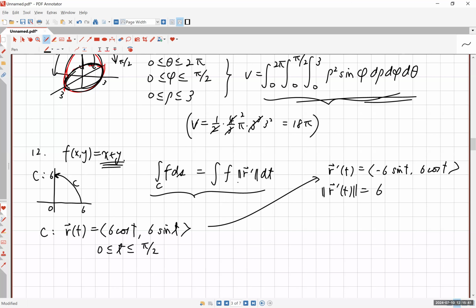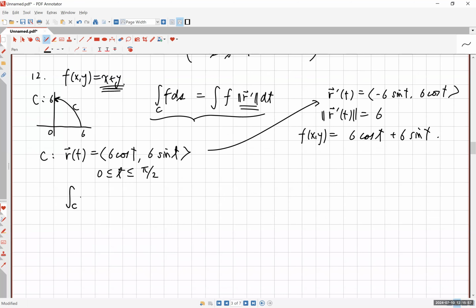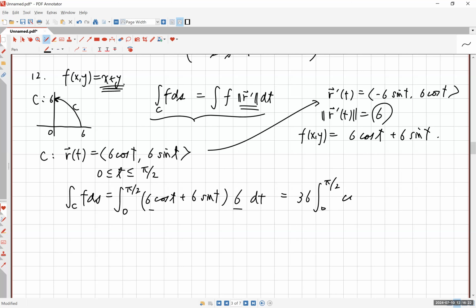And so that will be right here. And f of x, y is x plus y, but that's just 6 cosine t, that's x, plus 6 sine t, right? So the answer to this question, let's go ahead and start a new line here, will be the integral from 0 to pi over 2 of 6 cosine t plus 6 sine t, times 6, dt. I have 6 here and 6 here. Let's just take this out. That's 36 times the integral of cosine t plus sine t dt.